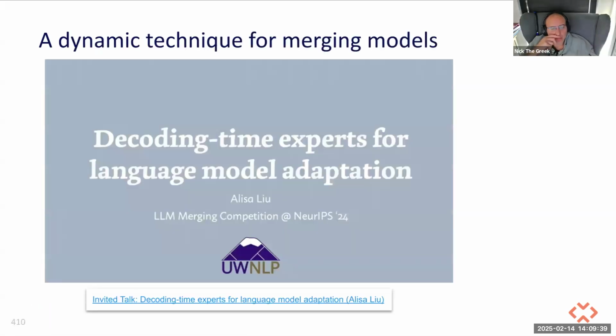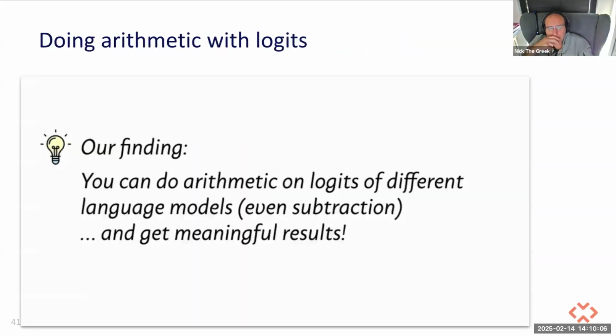This was probably the highlight of the workshop, this presentation, and I'm going to go through that presentation in detail. It's called Decoding Time Experts for Language Model Adaptation. This is a way of dynamically merging language models, and I think that's the reason why it is very popular. About 50 papers have already come out using this technique.